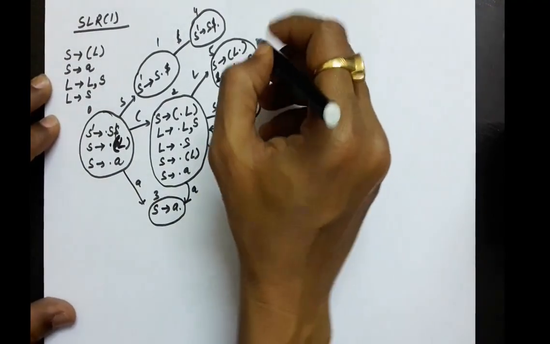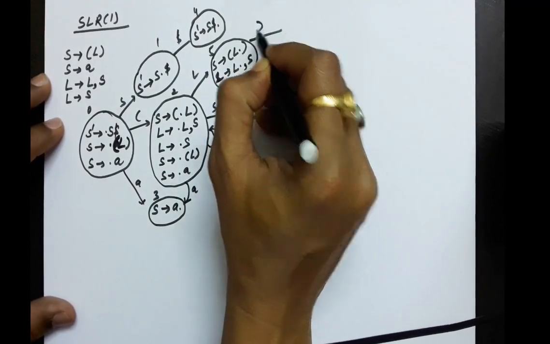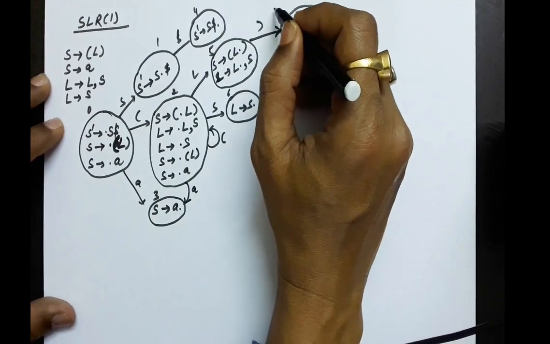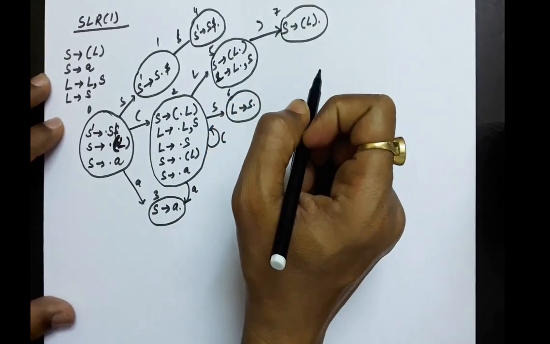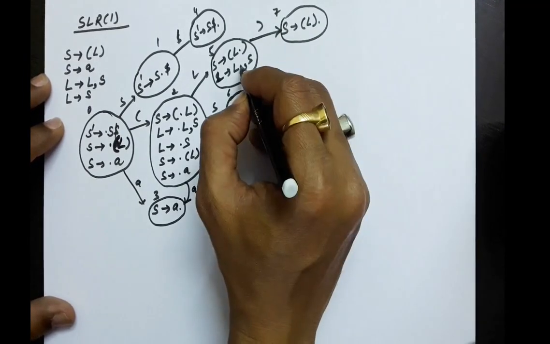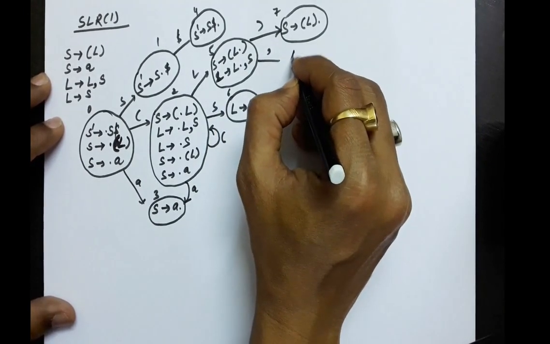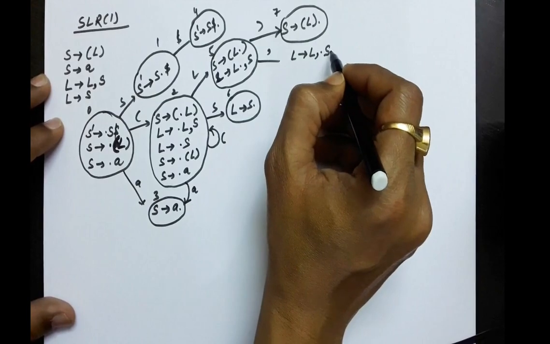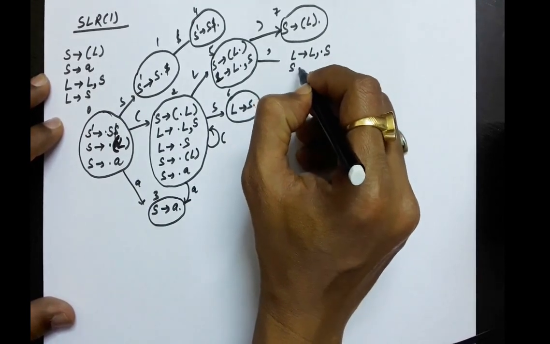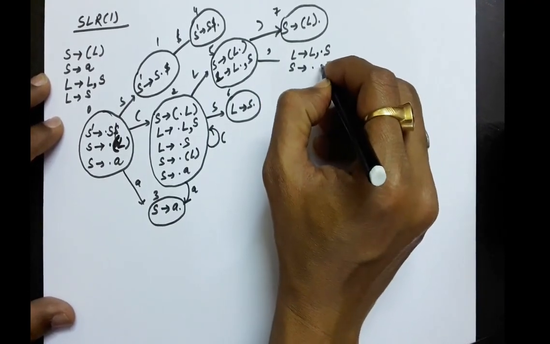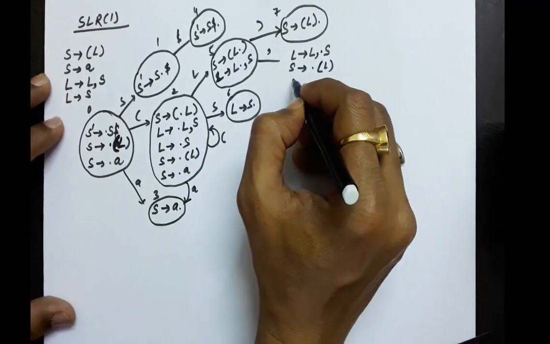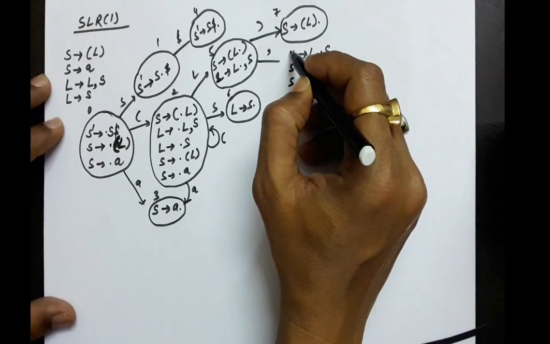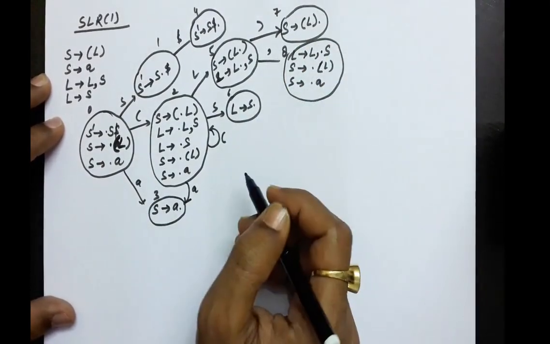Now let's see the items from here. If we're taking the closing parenthesis from here, S produces opening parenthesis L closing parenthesis dot, this is the new item. Let's say this is state number 7. Now if we take the comma from here, this is leading us to L produces L comma dot S. There is a non-terminal symbol after the dot, so all the productions starting with S with a dot in the beginning. So S produces dot opening parenthesis L closing parenthesis, S produces dot small a. Fine, no other items, only these ones. This is state number 8.